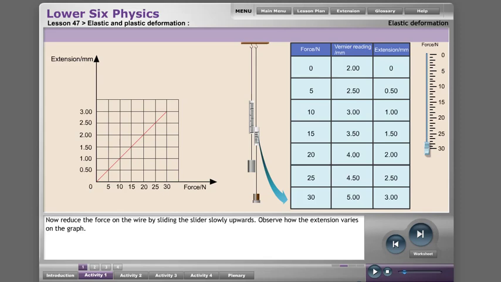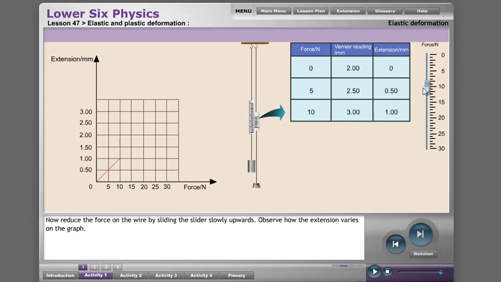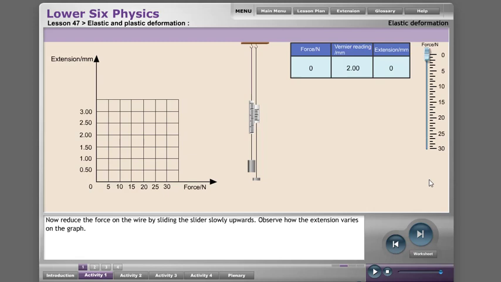Now, reduce the force on the wire by sliding the slider slowly upwards. Observe how the extension varies on the graph. Does the wire regain its original length? Answer: yes. The wire is said to undergo elastic deformation because it regains its original length when the force on it is removed.